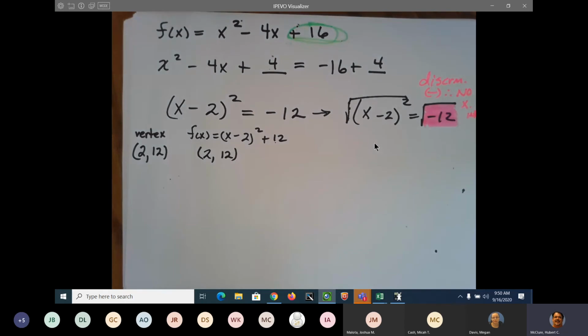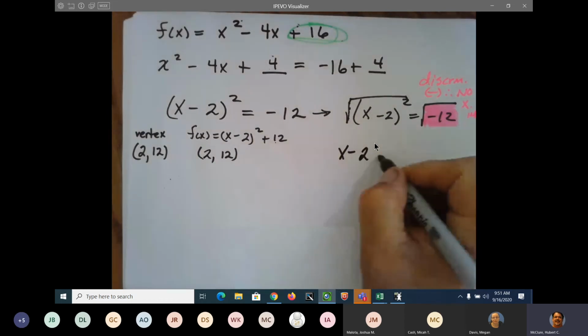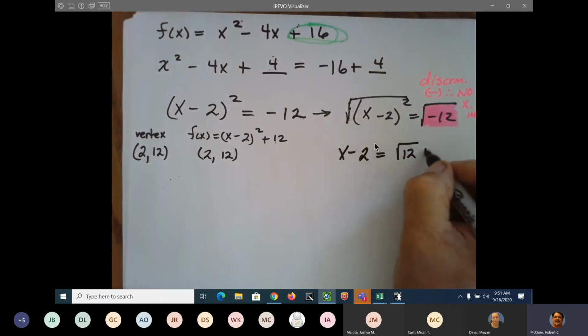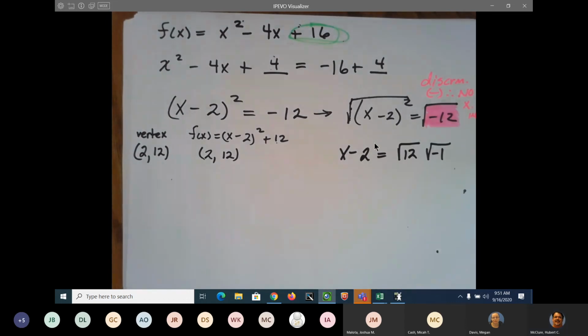Okay, and a question on a standardized test will just give you, they'll say square root of negative 12, and they'll say, what is the discriminant? And you say negative 12 is the discriminant. It tells us we have no x-intercepts in Hubert's class, but in any other class, that means no solutions. It's going to be an i. It's going to write in terms of i. So x minus 2 is equal to the square root of 12 times the square root of negative 1, which is i.